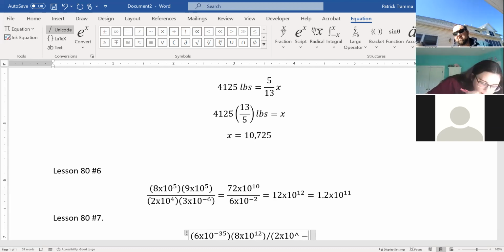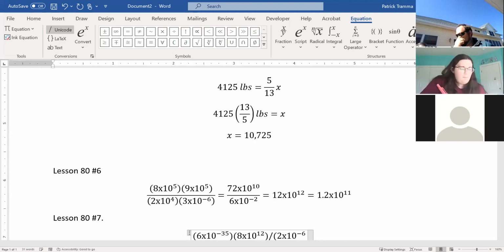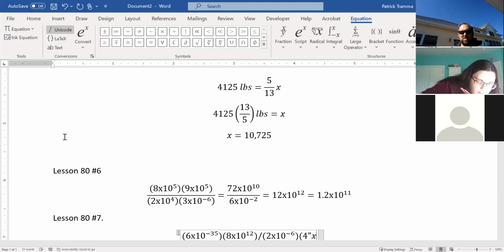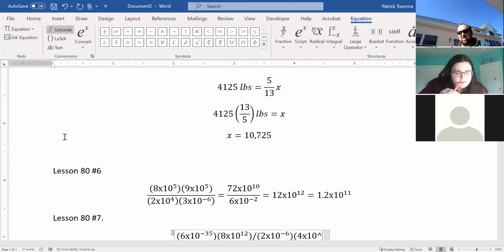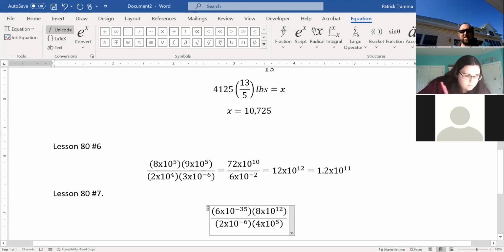But we're making the number bigger, so it should be a negative. It's going from a really tiny decimal to an integer. So to get back down to it, you have to multiply by a really small number. So -6. And then what's the other one? It is 4 times 1, 2, 3, 4, 5, 10 to the positive 5th. Very good. Okay, wonderful.